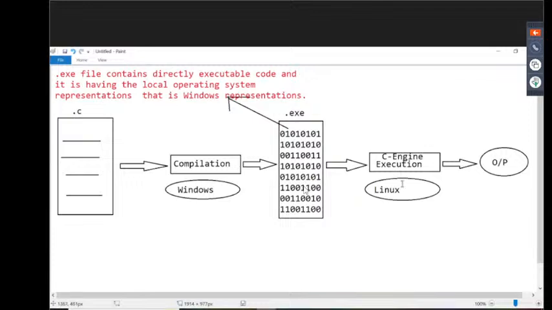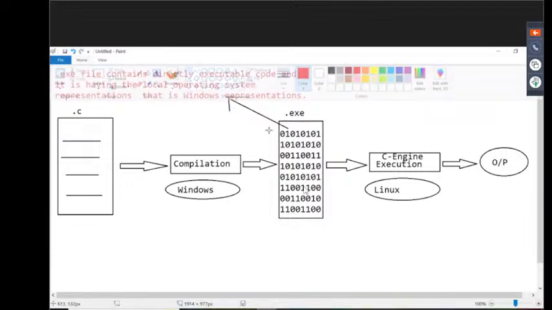Good. But now tell me, what is the status of the C engine? The C engine is going to perform execution. That C engine is on what operating system actually? That C engine is available in a Linux operating system or not? Linux operating system. Understand it clearly.